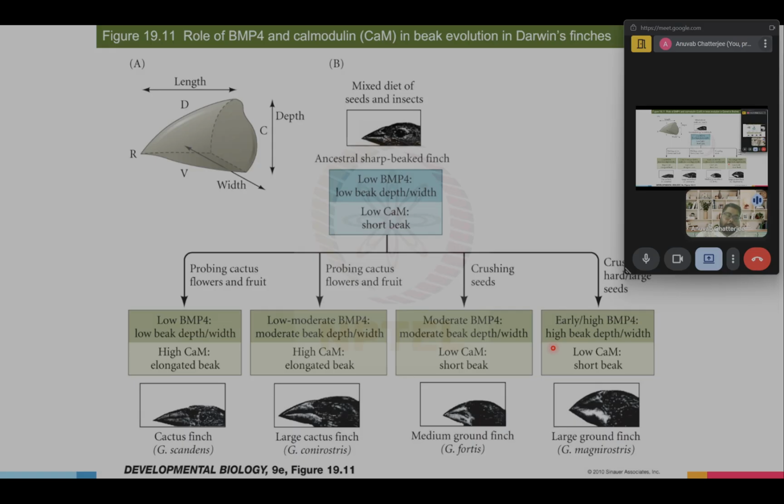And then you have a high BMP, which gives rise to a very thick beak, and low calmodulin, which gives rise to a short beak, so it is a strong and short jaw.